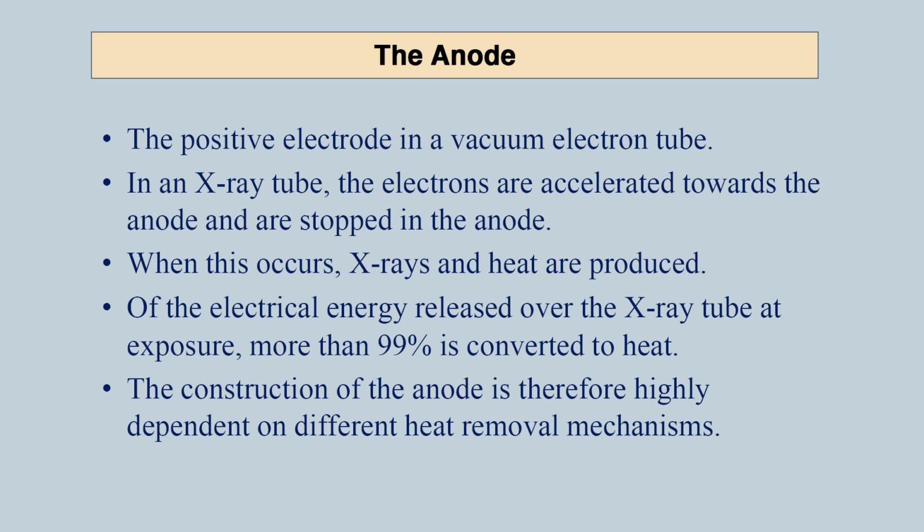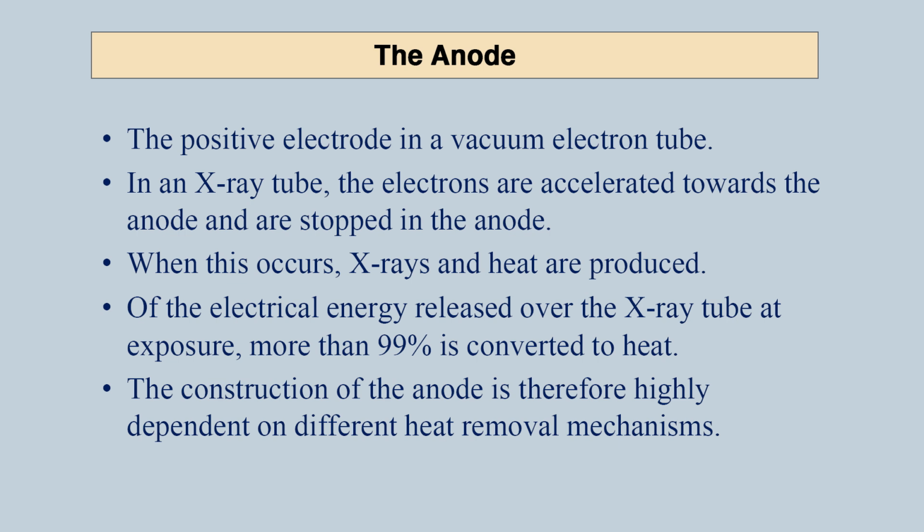The anode is the crucial part of the X-ray tube where the high-speed electrons from the cathode collide to produce X-rays. It is usually made of tungsten because its high atomic number increases the efficiency of X-ray production, and its high melting point copes with the heat generation.